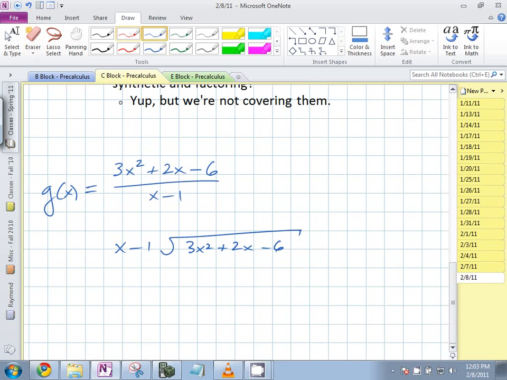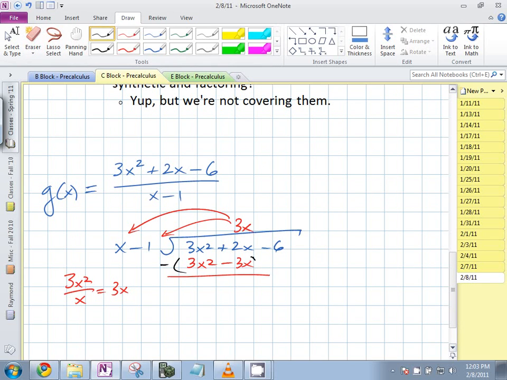What are the two leading terms? 3x squared and x. So you get 3x and you end up with 3x squared. You multiply now, minus what? And now you subtract. This is really important. Please, please put the parentheses around it.